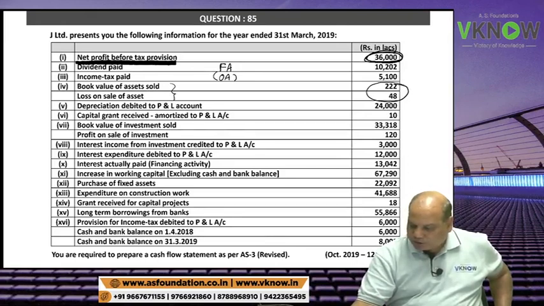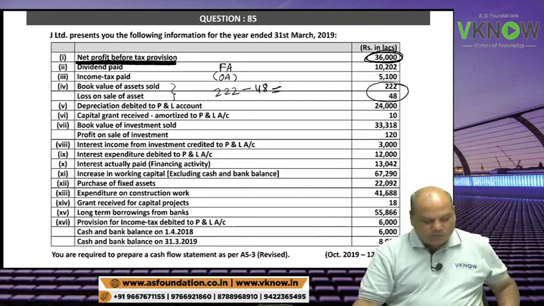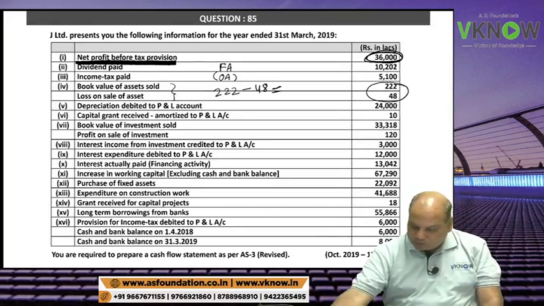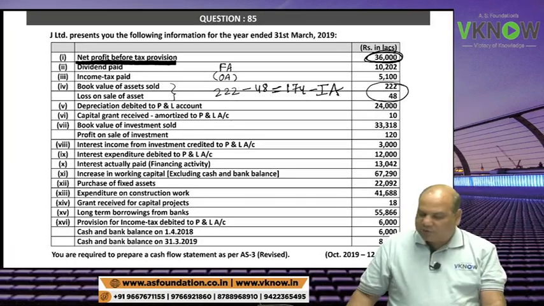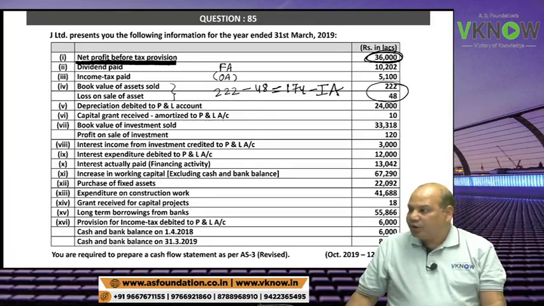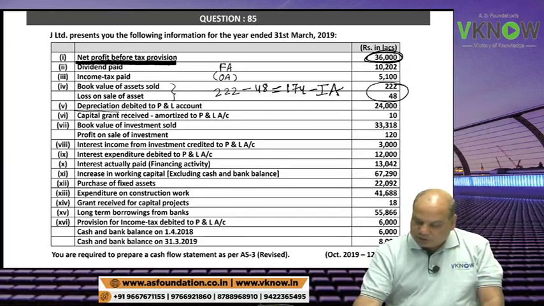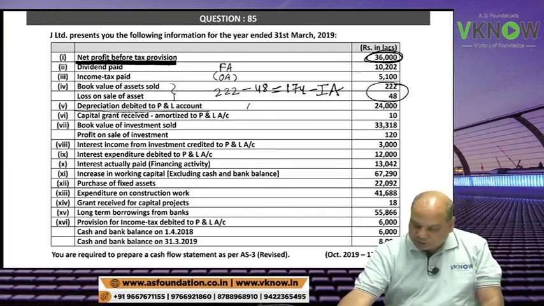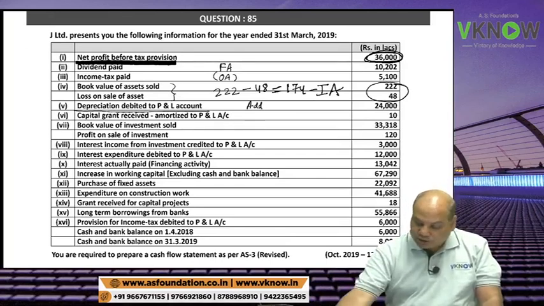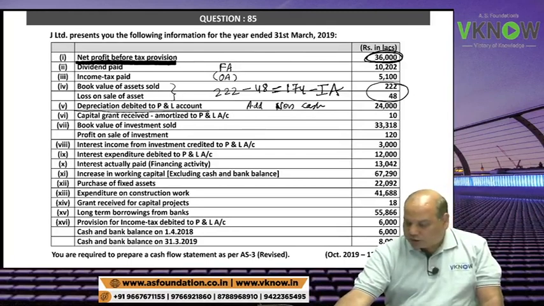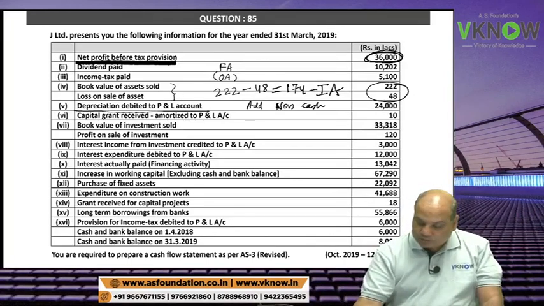Then understand these 2 points. Book value of the asset sold is 222 minus loss 48. So the net amount will be 174 and you will put it in investing activity. Now you are given depreciation debited to P&L account. This you have to add back in profit figure. Why? It's a non-cash item debited to P&L account.